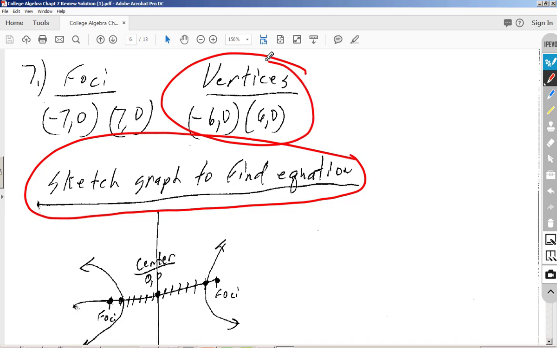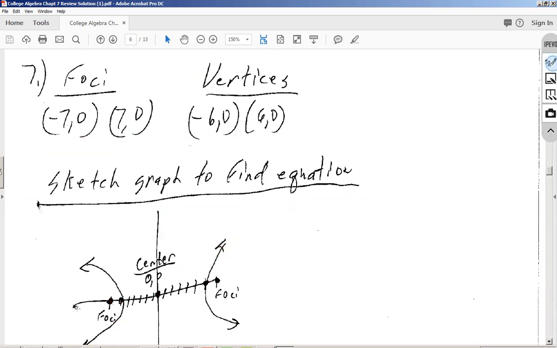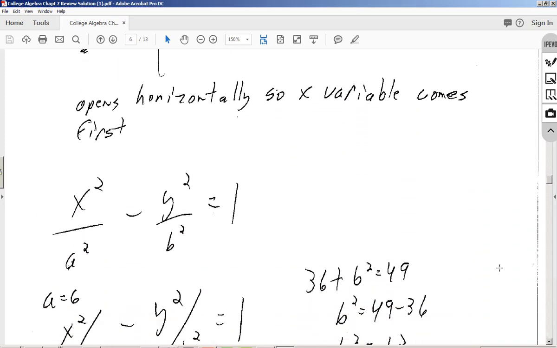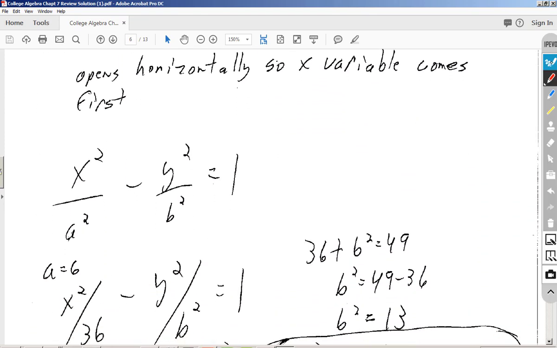My vertices are at negative 6, 0 and 6, 0. My foci are here at negative 7, 0 and 7, 0. So that means my hyperbola can only open in one direction, because the foci are always on the inside of the hyperbola. Halfway between them is 0, 0, so I know that's my center. Now that I've sketched it, I'm ready to go ahead and write the equation. Notice that the general formula is x squared over a squared minus y squared over b squared.